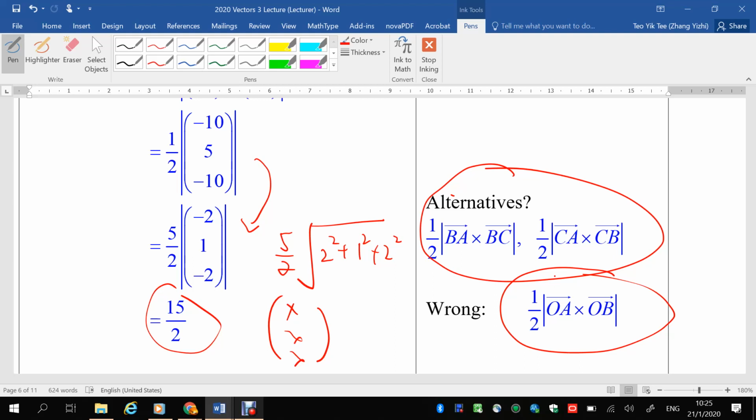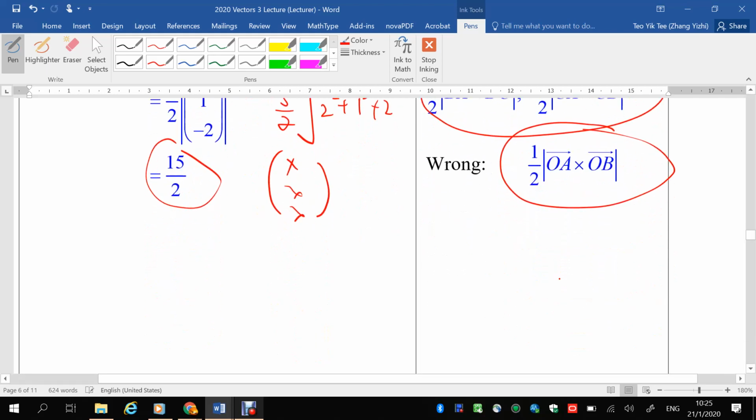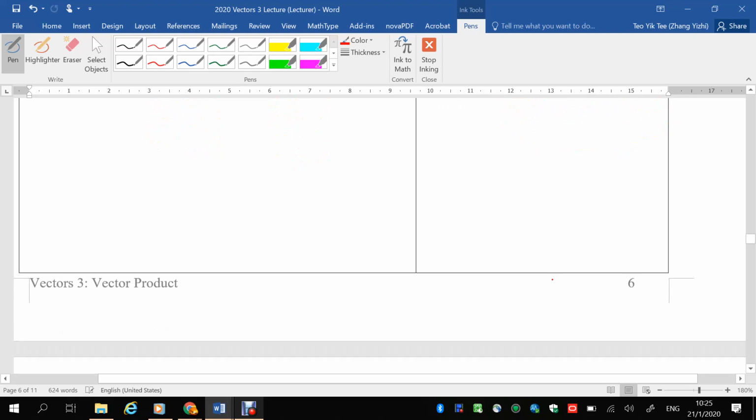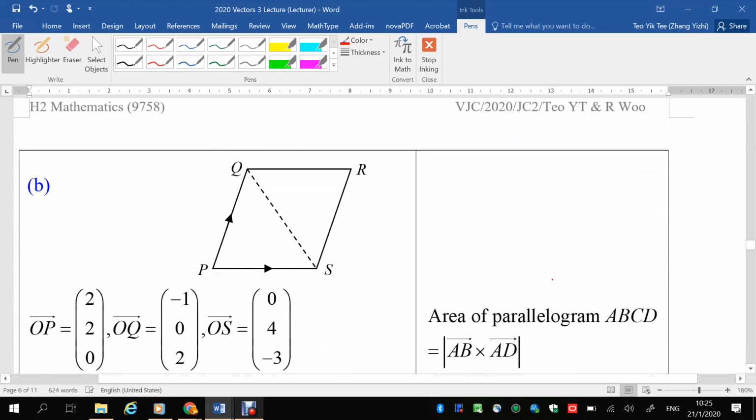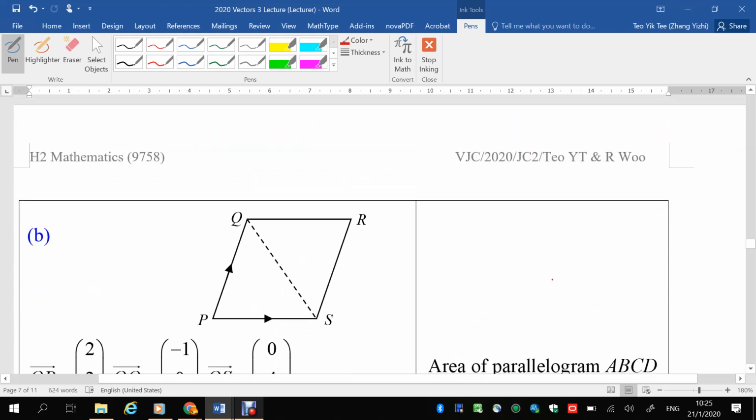Next one. Can you please read the question now? The question now asks you for the area of a parallelogram PQRS, but I only give you P, Q, and S. I never give you R. I give you the position vectors of P, Q, and S, but I ask you for the area of parallelogram PQRS. So, same thing, before you begin anything, just sketch first. Please sketch. This one, please be careful.